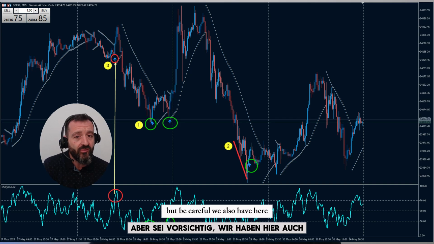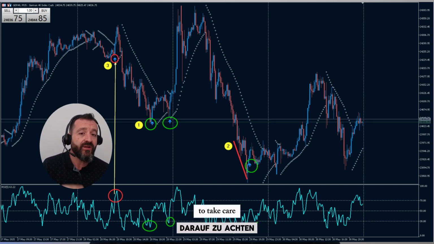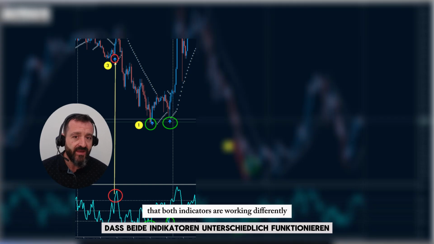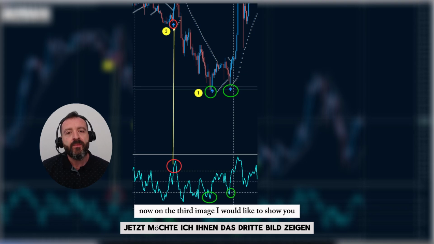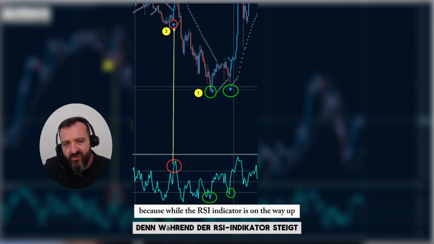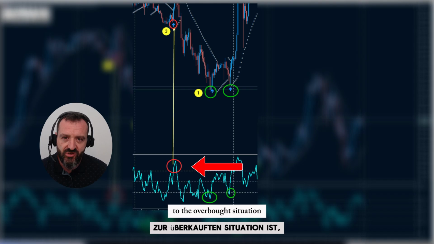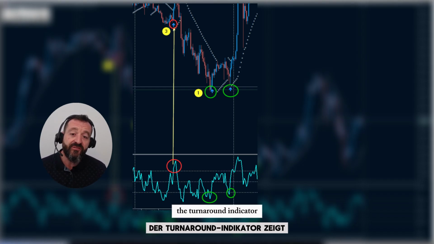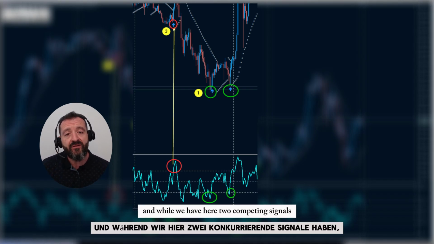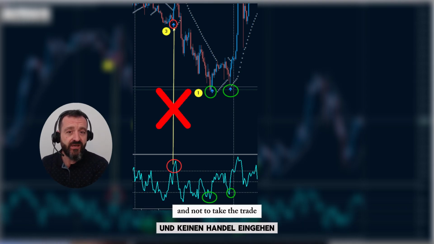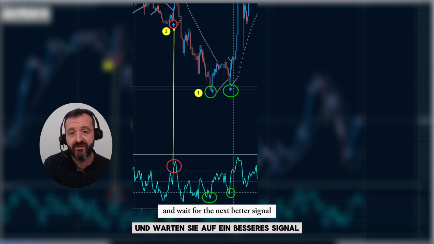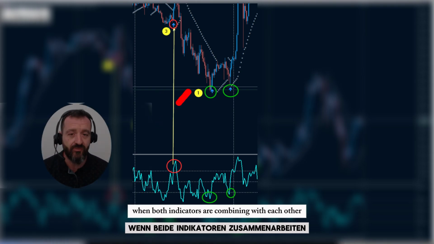But be careful, we also have to take care that both indicators are working differently. And this is what you can see now on the third image I would like to show you. While the RSI indicator is on the way up to an overbought situation, the turnaround indicator gives us still an opportunity to buy. While we have two competing signals, a trader has a very simple decision to take. Just stay on the sideline and not take the trade and wait for the next better signal when both indicators are combining with each other.